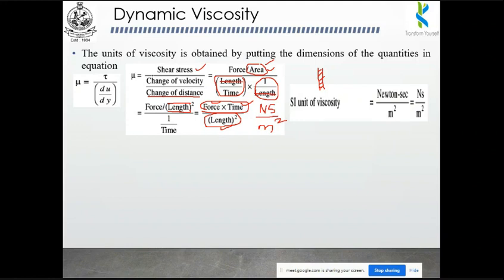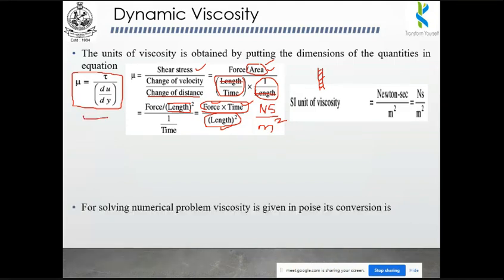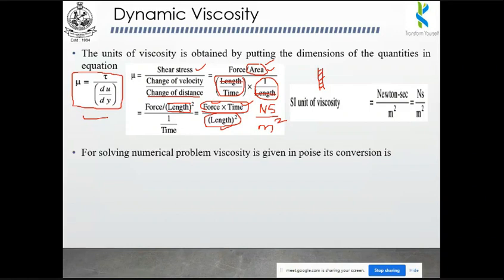That is why we have simplified this formula. In most of the problems, we will use this formula. You don't have to simplify it; you can use this formula itself. For solving the problems, you have to do a unit conversion, because most dynamic viscosity values will be given in the unit called poise.